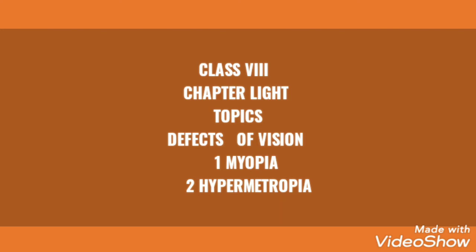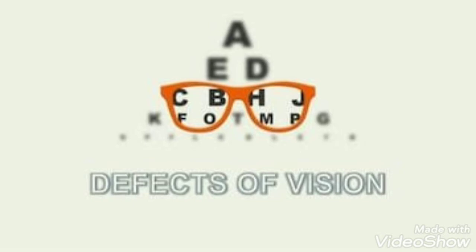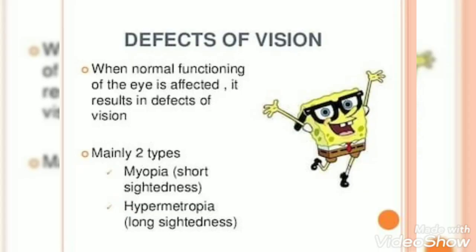In this video, we are going to study Class 8th Chapter Light. The topic covered in this video will be defects of vision, myopia and hypermetropia. Now, what are defects of vision? Defects of vision means when people are not able to see properly. That is called defects of vision.